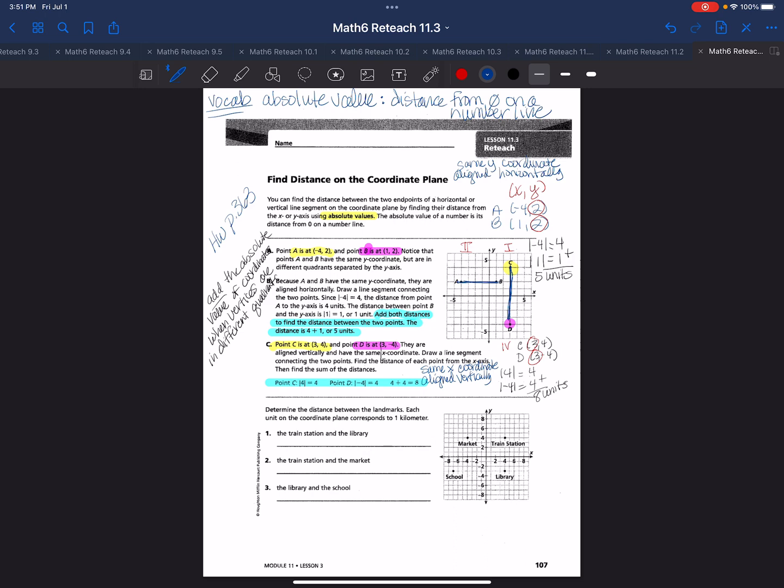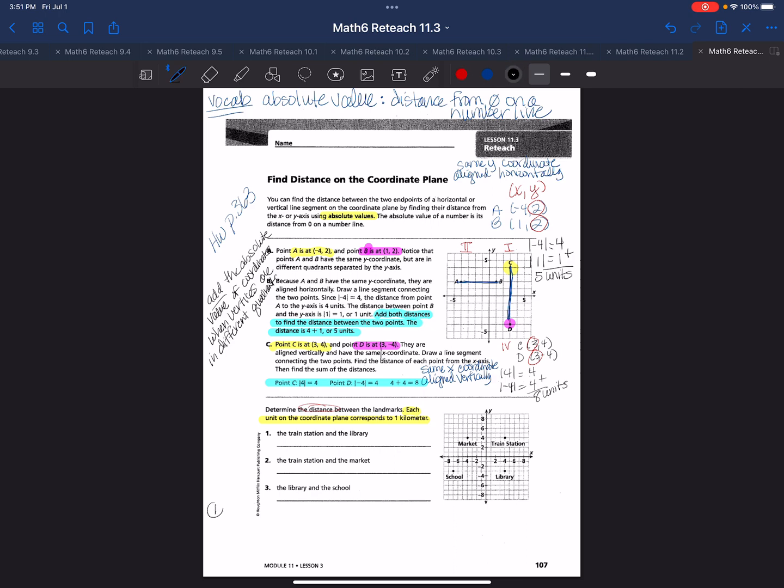Okay, determine the distance between the landmarks. Each unit on the coordinate plane corresponds with 1 kilometer. So we have to remember, each unit is equal to 1 kilometer. And we are going ahead in the directions it says to find the distance between the landmarks.